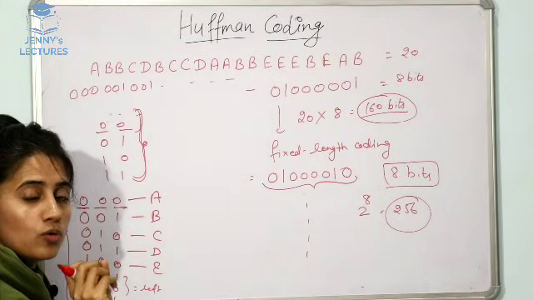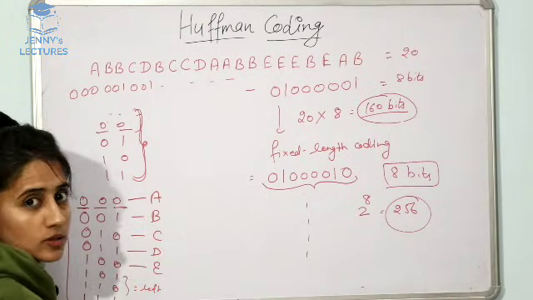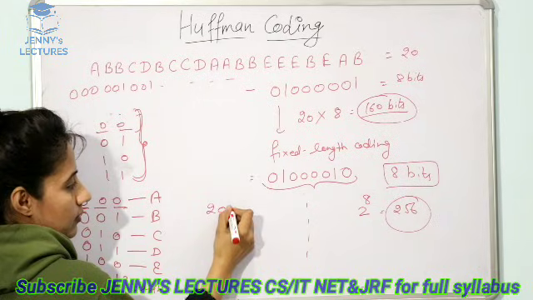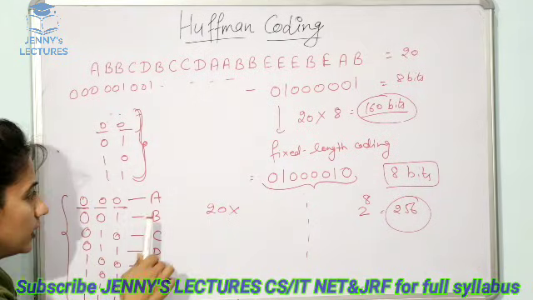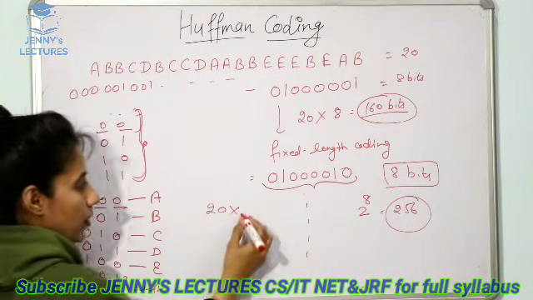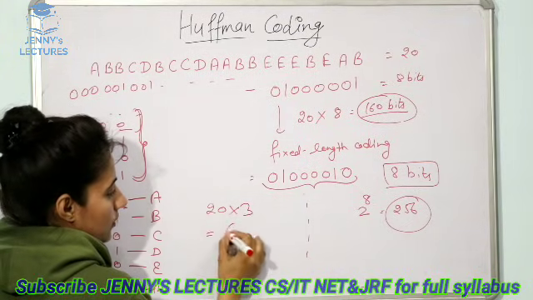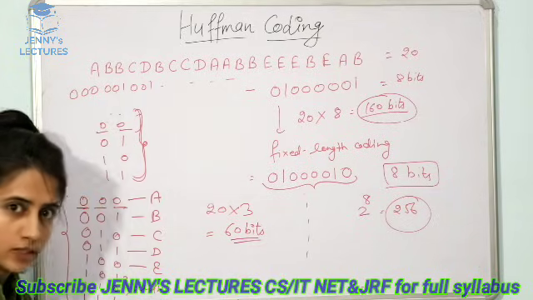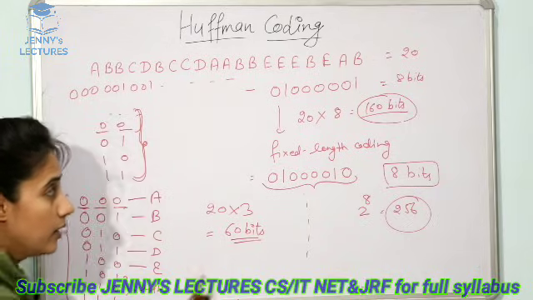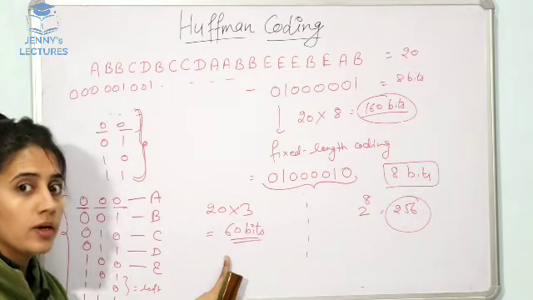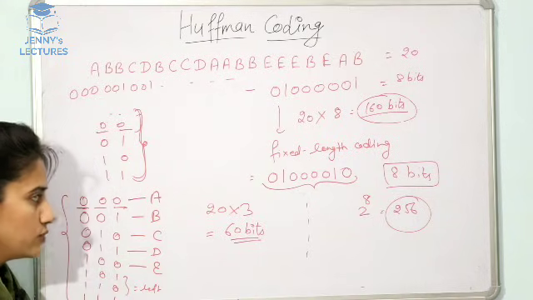Now how many total bits are required to transfer this message? Total bits we have: 20 into, for each character how many bits are to be used? 3 bits for each character. 20 into 3, that is 60 bits. Fine. Here bits was 160 bits, sorry. Now in this case one more thing is what?